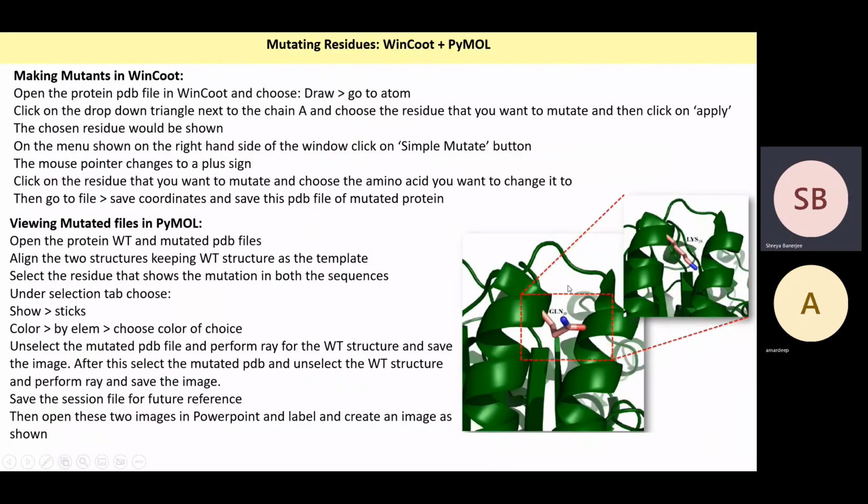There are many other functions of Qt and PyMol, but for now we'll restrict ourselves to this. Since these are all free, you can download them for free, and you can look into some tutorials and go through different commands.